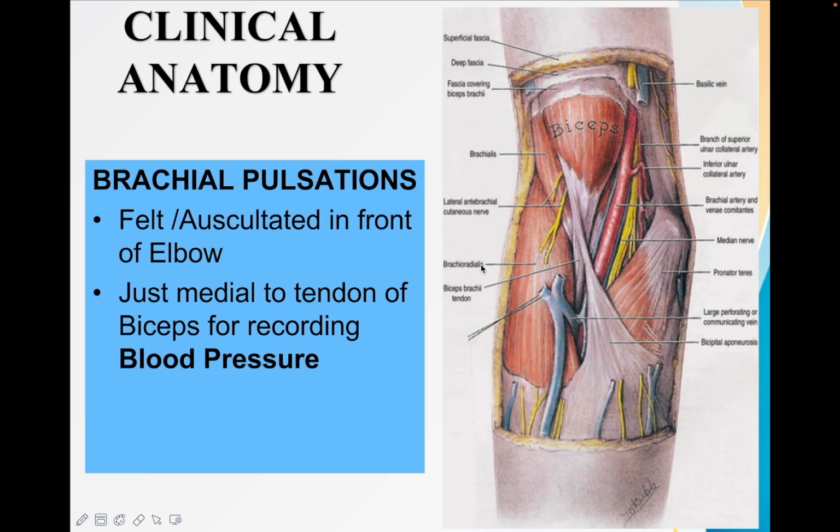Now finally, the clinical significance. Brachial pulsations: the brachial artery is auscultated medial to the tendon. This is the tendon of biceps, this is the medial epicondyle. So medial to the tendon of biceps, there is the brachial artery, and the brachial artery is the significant artery for recording blood pressure.